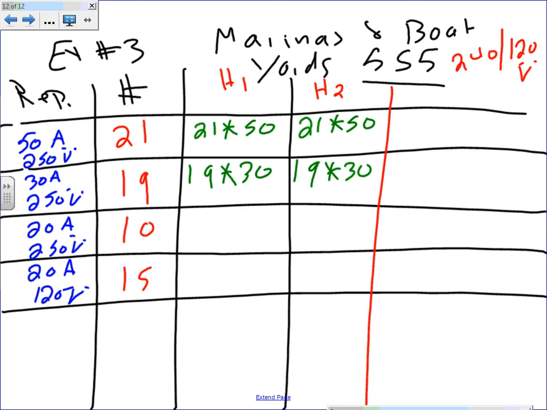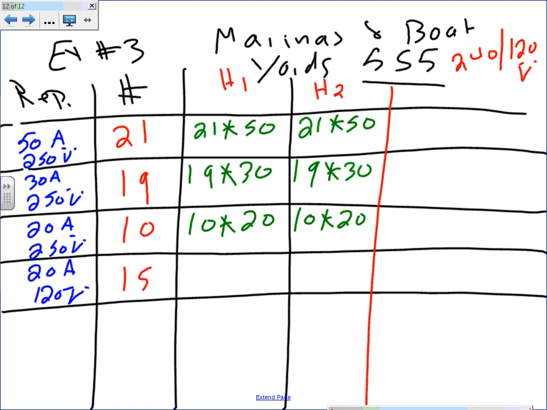Okay, all right, let's go to the other 20. I have 10 here multiplied by 20, and 10 here multiplied by 20. The last one, our depot, my friend, you decided to use 15. I wish you used 16, it would be easy to split them. I have 20 amp at 120. Do you guys agree with me that if it's 120, it's going to be coming either from hot one to neutral, or from hot two to neutral, or split between hot one and hot two?